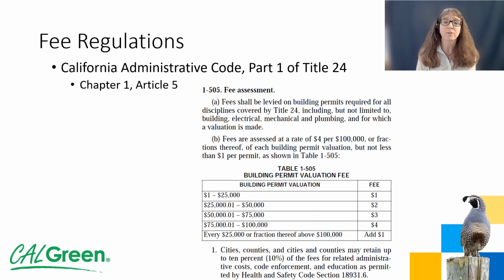Here's an image of the first section of the regulations that explains the fee assessment, which I will describe in detail in just a moment. These regulations are found in the California Administrative Code, Part 1 of Title 24, which can be viewed for free from our website's building permit fee or code pages.